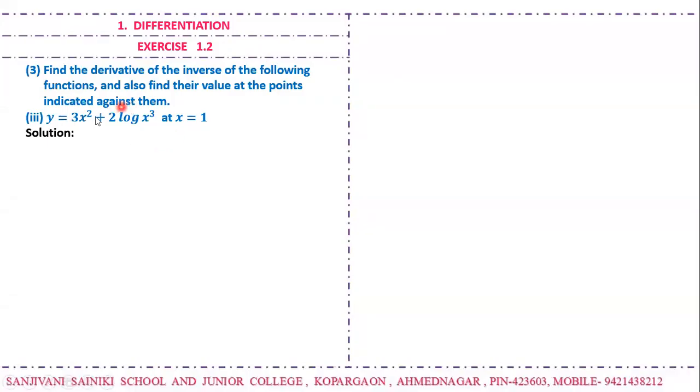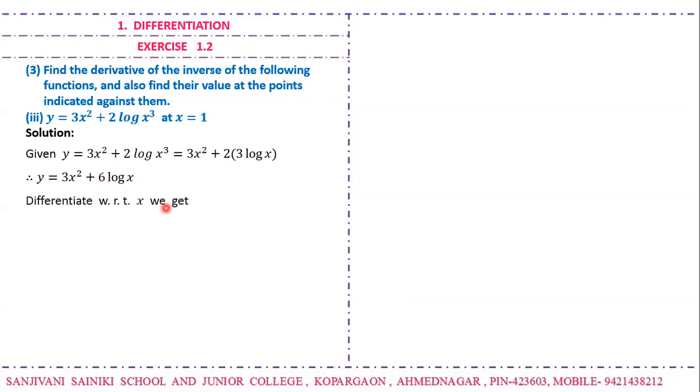The next example is y is equal to 3x square plus 2 log of x cube. What is given? y is equal to 3x square plus 2 times log of x cube. Now here I will use the property of the logarithm. Log of x cube can be written as 3 times log x. Okay, then after multiplication you get y is equal to 3x square plus 6 times log x, and then we will differentiate this function with respect to x.